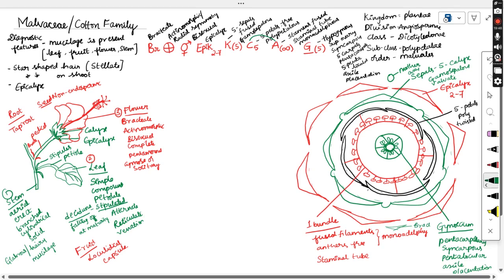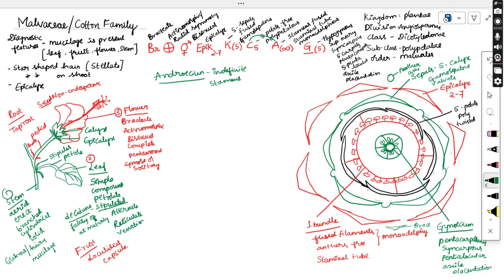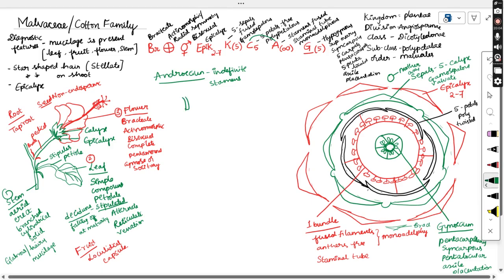Coming to the androecium, it is a special type of case. This androecium shows indefinite stamens, and all these indefinite stamens fuse to form one bundle-like structure. We call it monadelphous in nature. The stamens have a filament, and the filament bears a lobe-like structure, the anther, and that anther is monothecous in condition. So monothecous anthers can be seen, and this anther is dorsifixed.